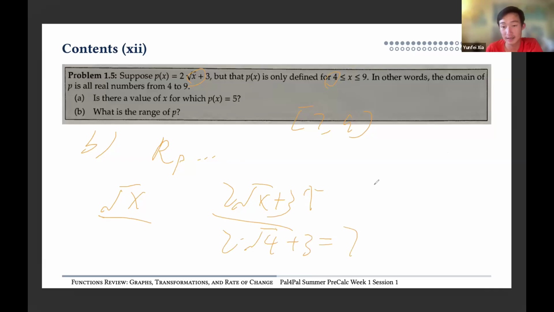And the biggest value for p of x is 9, because 2 times square root of 9 plus 3 is equal to 9. And also you can see that for every value of p of x, you can find one x that corresponds to it. So therefore, p of x actually takes all the values between 7 and 9 inclusively.